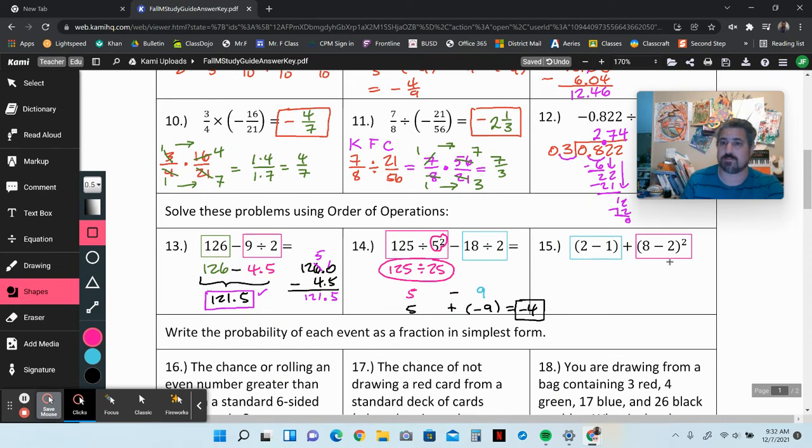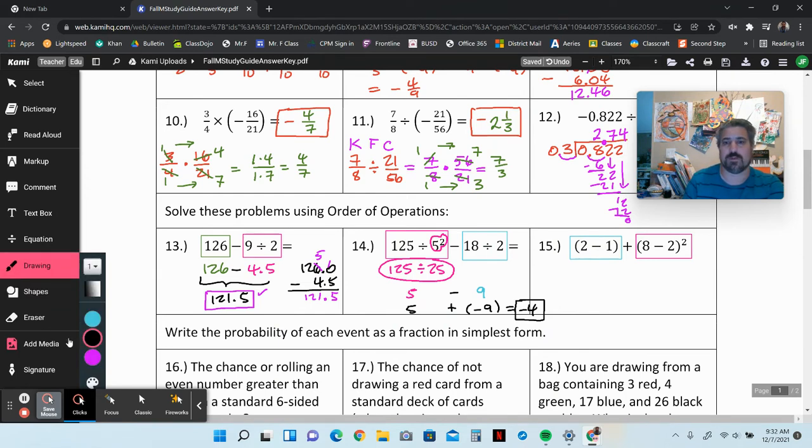And then we can combine left to right or in any way you see fit because you're just basically combining with adding and subtracting, which happens at the same time. So what we're looking at here is you've got 2 take away 1, which is 1. And then the operation between them is addition. And then over here, you've got 8 minus 2, which is going to happen first because it's inside the parentheses. 8 minus 2 is 6. So it's a 6 to the second power.